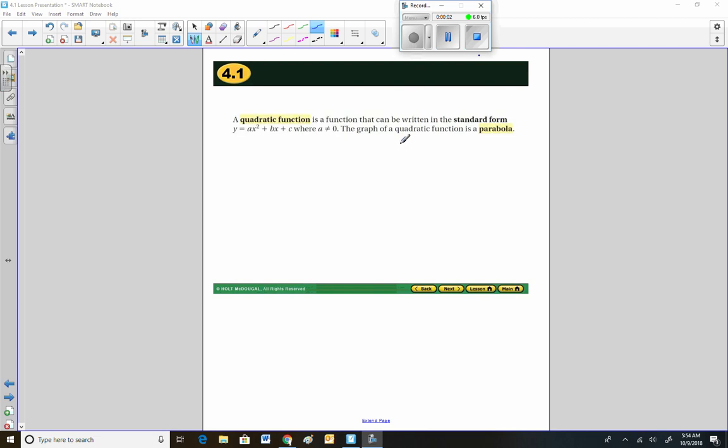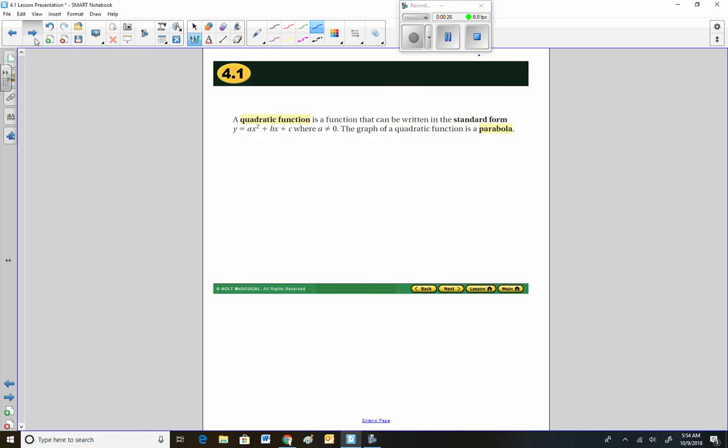Math for College Readiness class, we are looking at 4.1, which is quadratic functions. In standard form, it will look like this: y equals ax squared plus bx plus c, a, b, and c all being numbers, of course. And it will make a parabola. Notice it has an x squared. Anytime you have an x squared and no higher exponent, it will create a parabola.